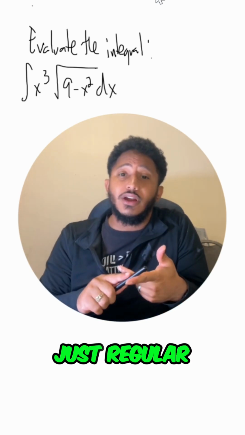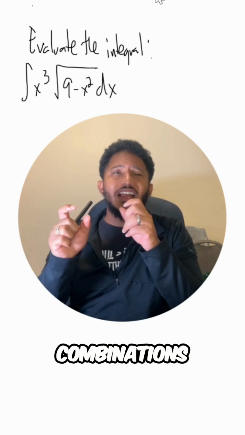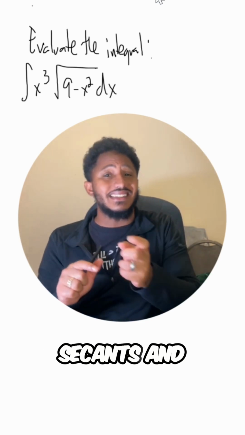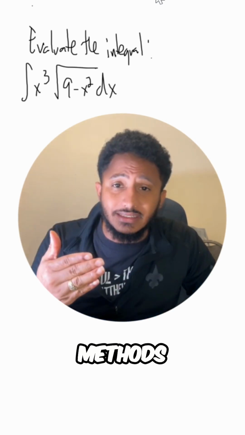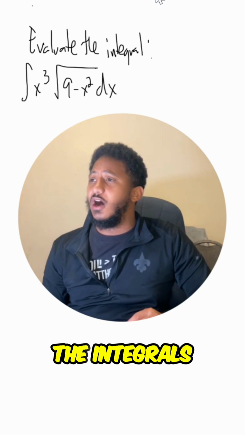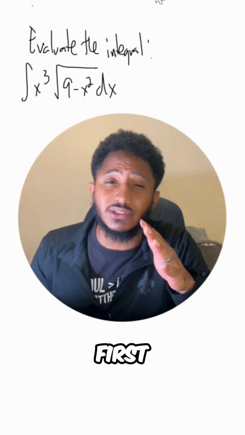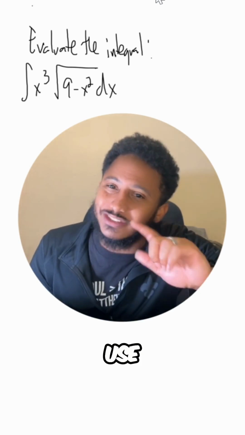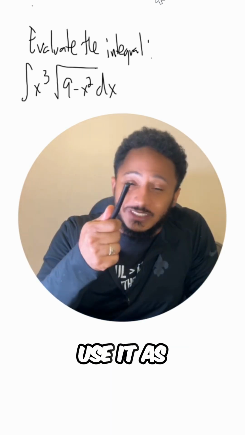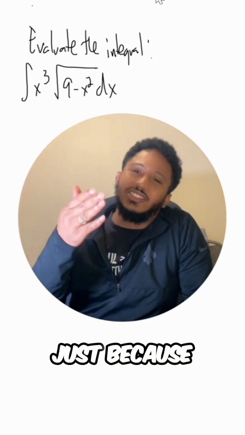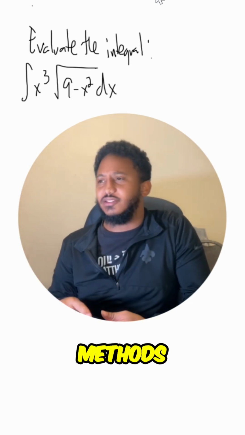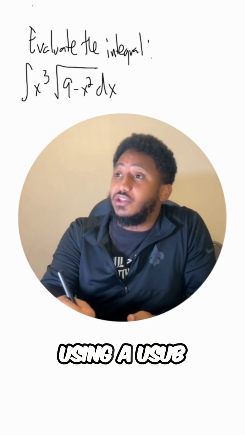And there's just regular trig integrals, right? We have combinations of sines and cosines or secants and tangents, right? So there's a bunch of different methods to evaluate the integrals. But always try to use a U-sub first. That's what you should use. So let's try to use it as much as possible, just because it's a little bit easier than the other methods, okay? So, like here, let's try using a U-sub, right?